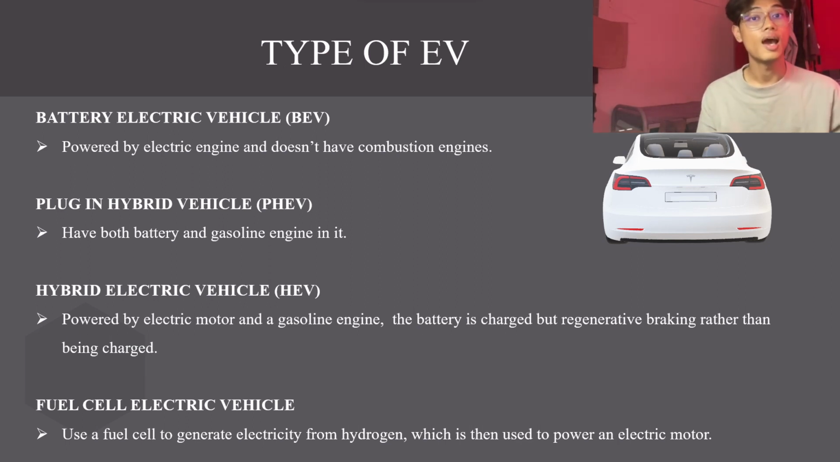gasoline vehicle. And for the last one is FCEV, that stands for fuel cell electric vehicle. This vehicle uses a fuel cell to generate electricity from hydrogen, which is then used to power an electric motor. FCEV emits only water vapor and has a longer range than BEV. But currently, due to lack of hydrogen fueling infrastructure, this vehicle is rarely used by the company. And that's all from me.